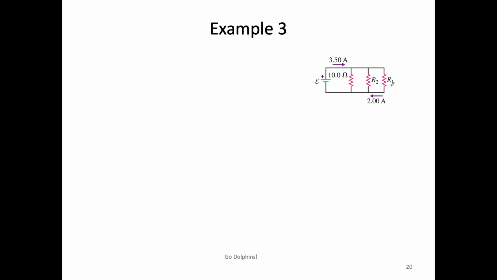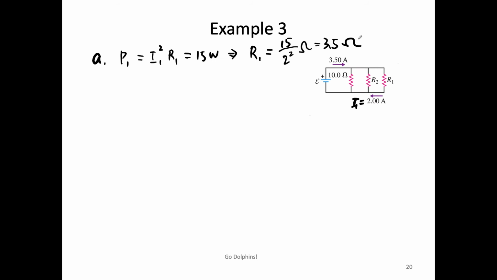Okay, so first let's find out R1. P1 should be I1 squared times R1 equals 15. And I know I1, right? I1 equals 2. So R1 is 15 divided by 2 squared. We also ask what is R2, but we're not ready to solve it, so I will just leave it here. And let's see what's the next question.